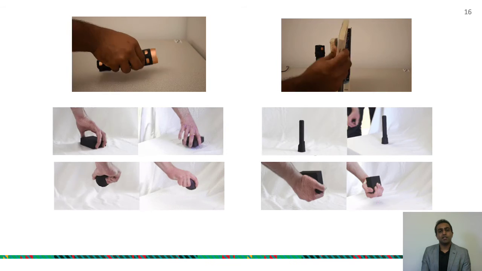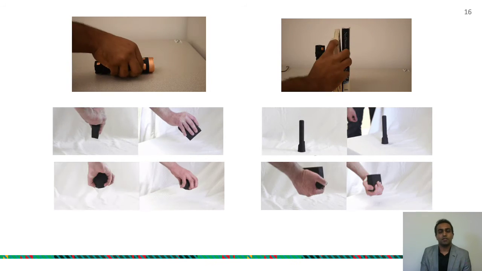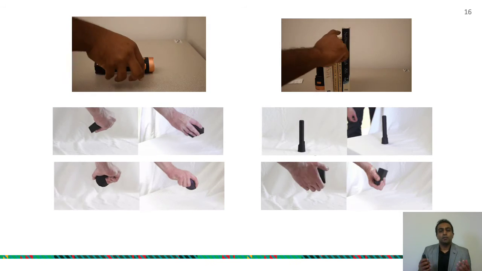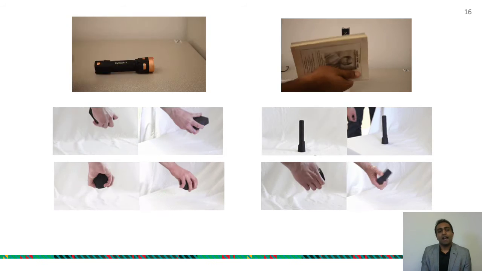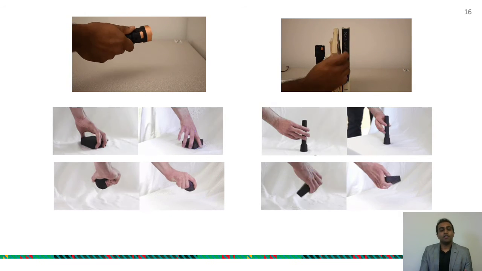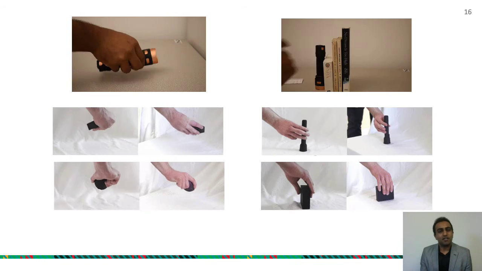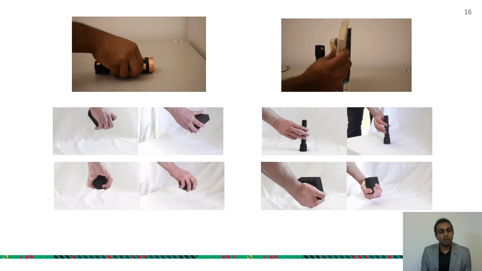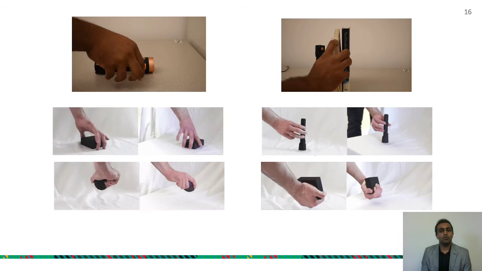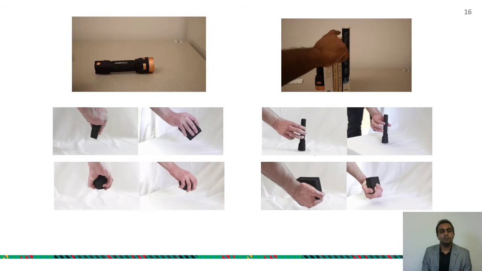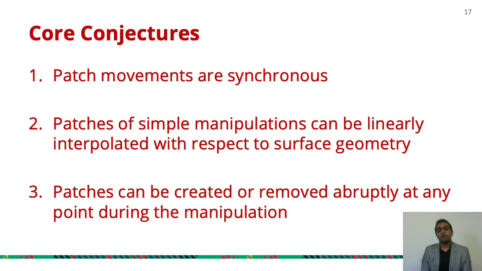Third, as can be seen in the palm in the box demonstration on the bottom right, contacts were also occasionally added mid-manipulation, but added to their final grasp positions. And fourth, none of these events were really disjoint. They all just occurred at some point during a smooth natural motion of the hand. And these observations are what led to the three core conjectures of our interpolation algorithm.